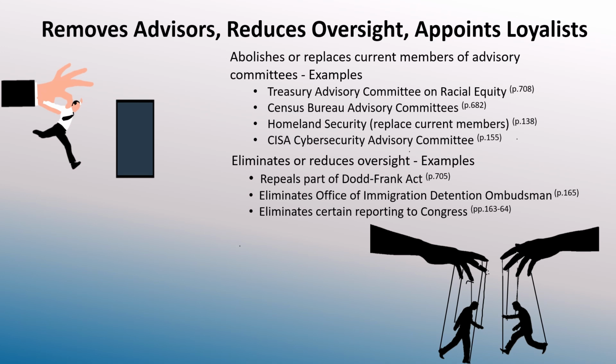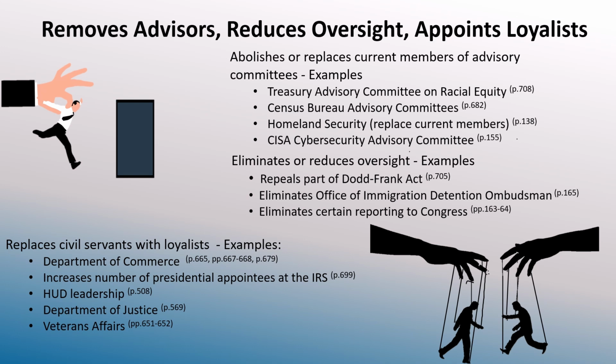The mandate also calls for replacing civil servants with loyalists. Again, examples are listed here. We have seen civil servants replaced with loyalists a lot since the current administration took office. Probably most notably, we hear about it when it comes to the Department of Justice.